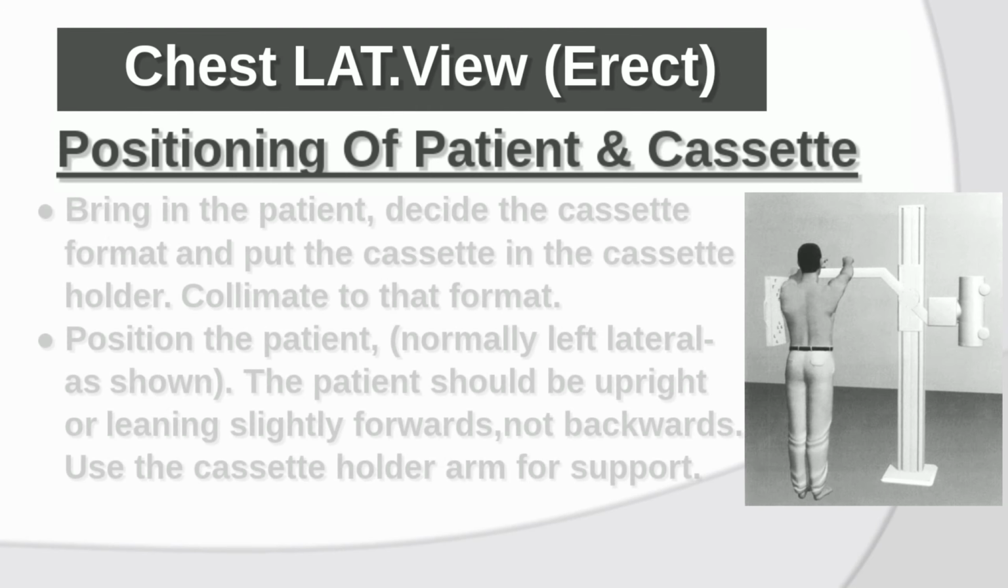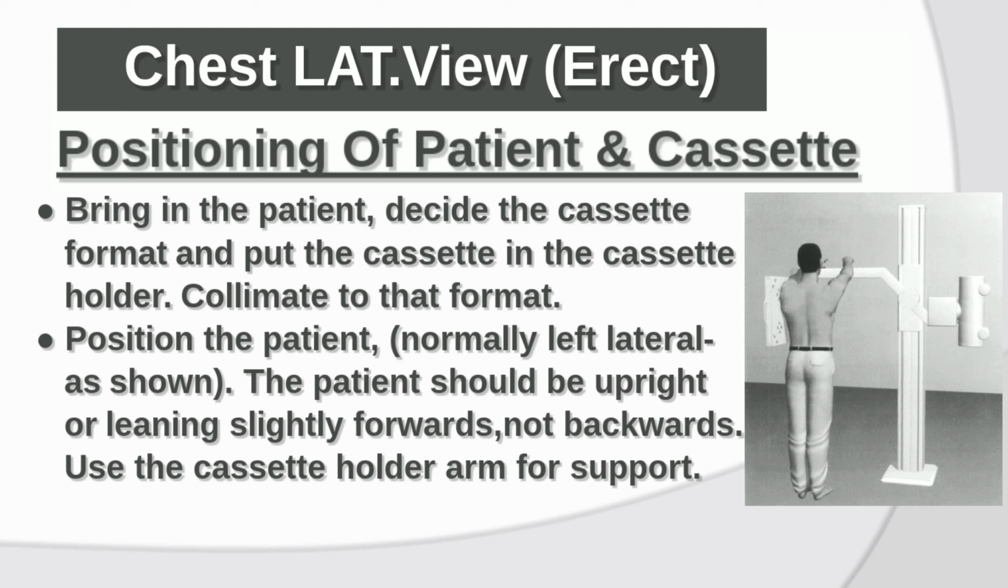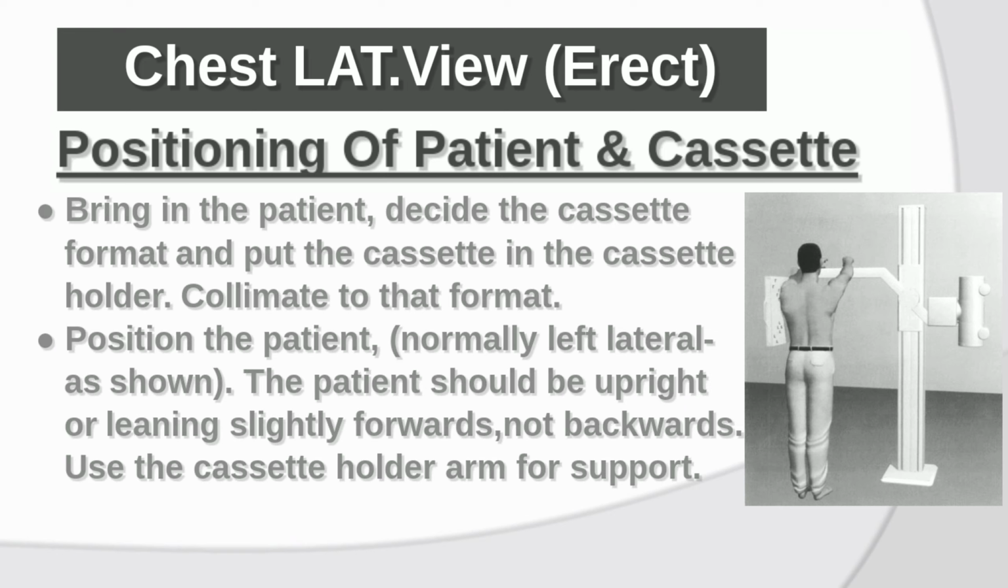Positioning of patient and cassette: bring in the patient, decide the cassette format and put the cassette in the cassette holder. Collimate to that format. Position the patient normally left lateral as shown in the picture. The patient should be upright or leaning slightly forward, not backwards. Use the cassette holder arm for support.